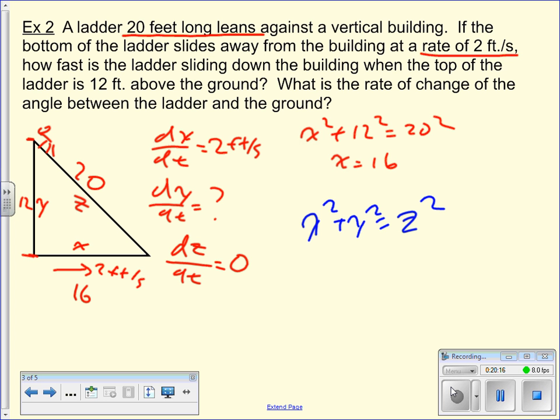What do I have? I've got a right triangle. I've got one side, I've got two other sides. Take the derivative of that with respect to time, just like we did on the first example. Same idea. You're taking the derivative with respect to time. They're not constant. Technically z is, but we'll deal with that in a second.